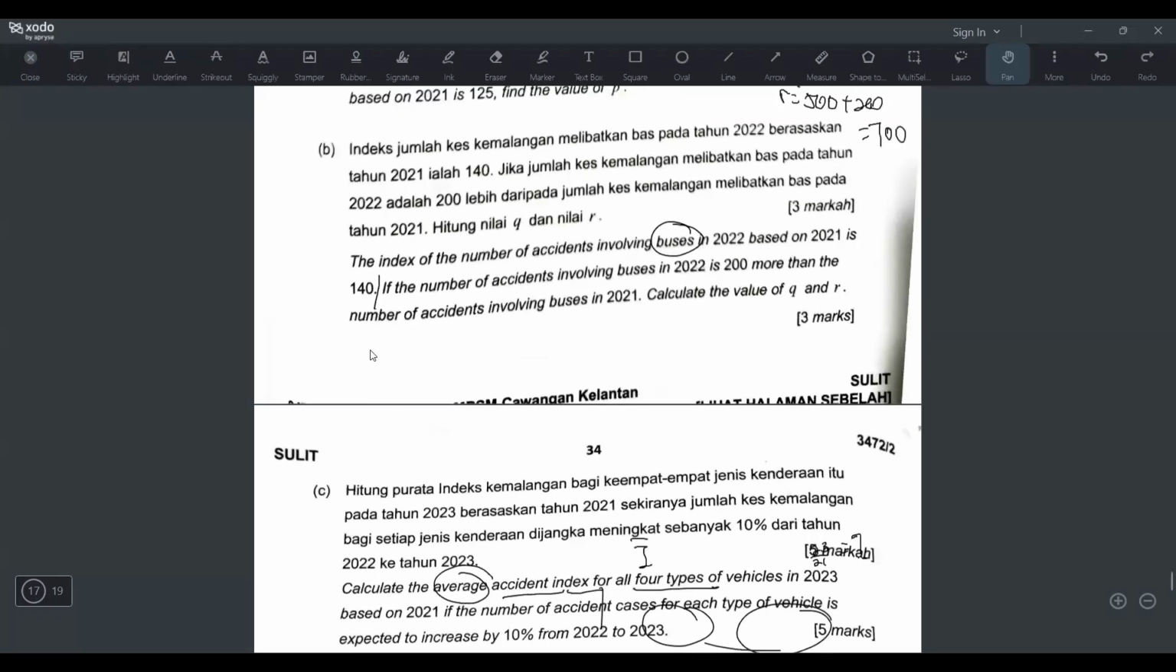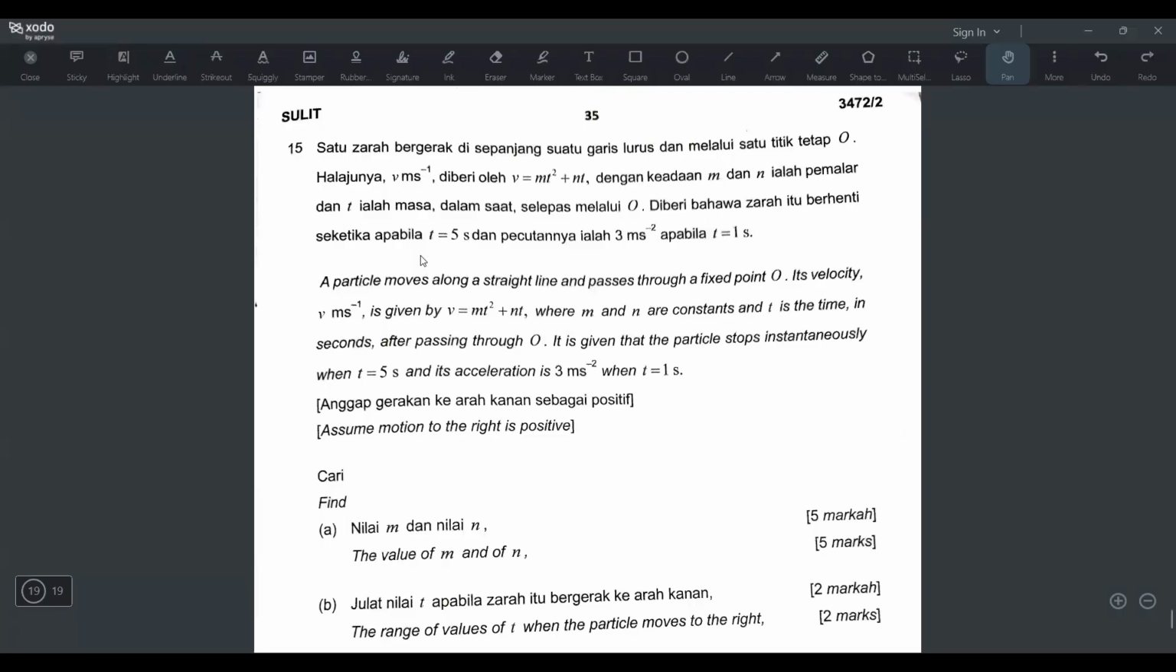Okay, I'm done with this question. So the next question is 15 kinematics. This question I won't do it.